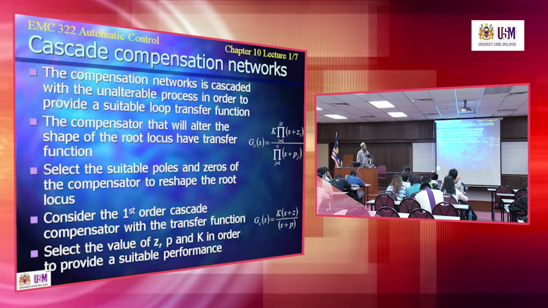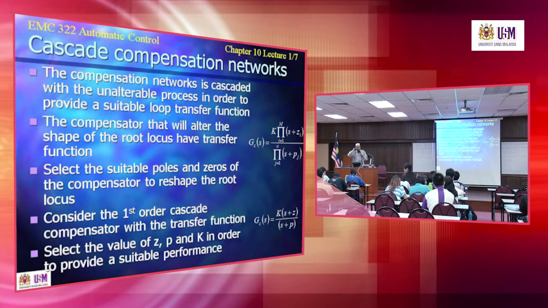So basically, when we add the compensator like this, we are adding poles and zeros to the system. The only thing we need to do is select suitable poles and zeros of the compensator to reshape the root locus. Because when we add this pole and zero to the system, what will happen? It will reshape the root locus. Because as we learned, the root locus basically depends on the number of poles and the number of zeros, right? Because it always starts from the poles and ends at the zeros, okay? And the number of loci also depends on the number of poles.